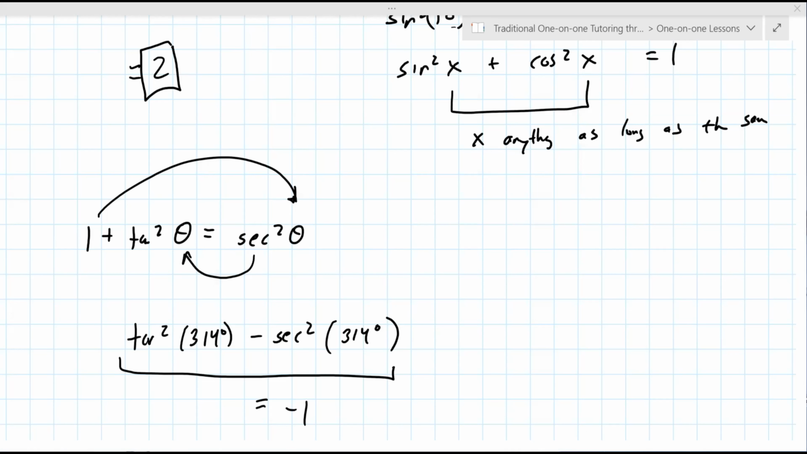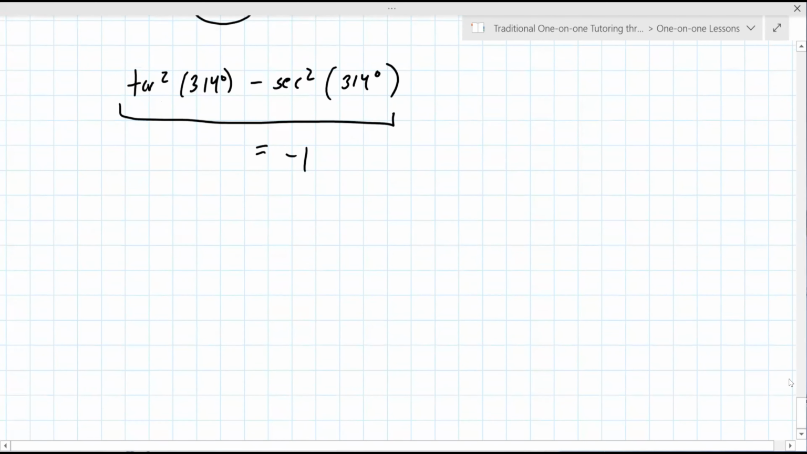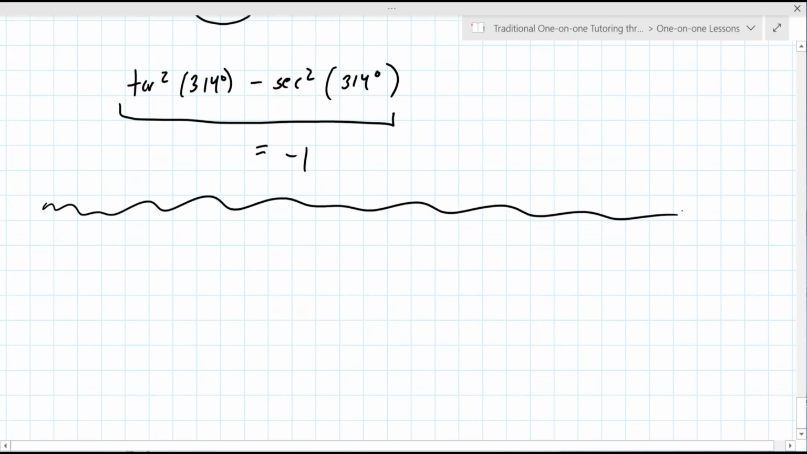Jamie, any WebAssign you need help with or anything else kind of coming to mind? I'm good on WebAssign because I finished that one, but I do have a quick question actually. Sure. For example, sine of -x, which ones become negative and which ones stay the same?